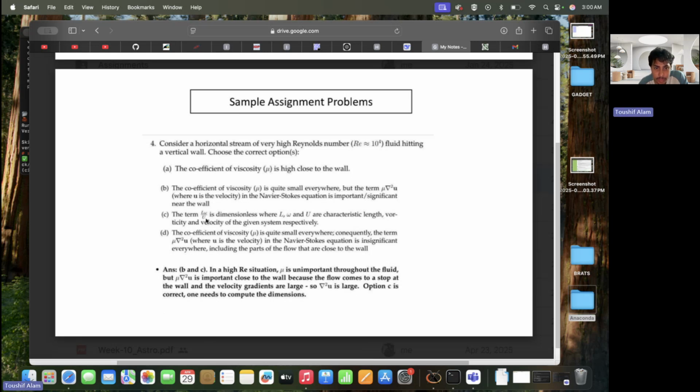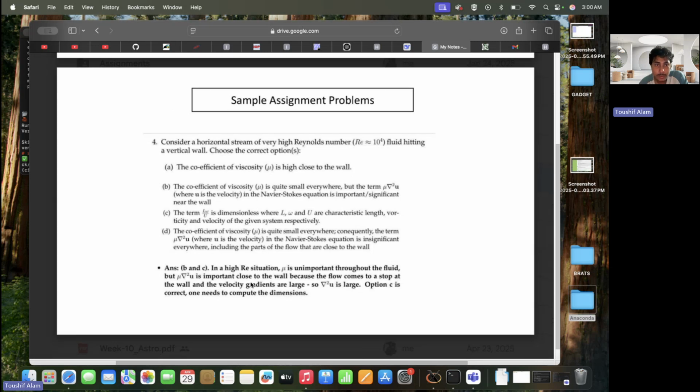One way is to compute the dimensions. For L omega by u, u is velocity, so length over time, and omega is again u by L, so L cancels out. Obviously omega is u by L, so L omega by u is dimensionless. Option C is correct. Option B is correct.